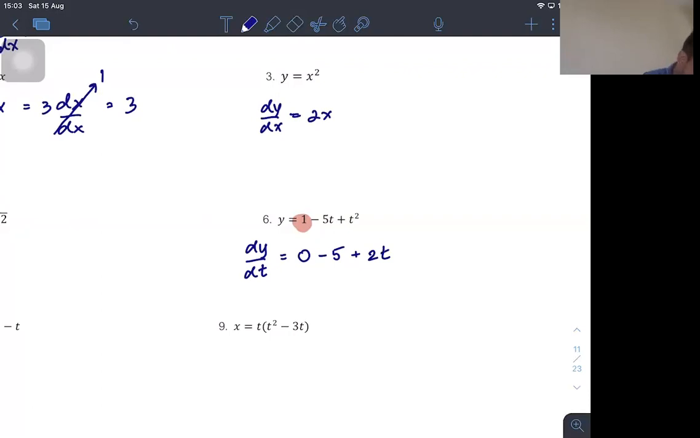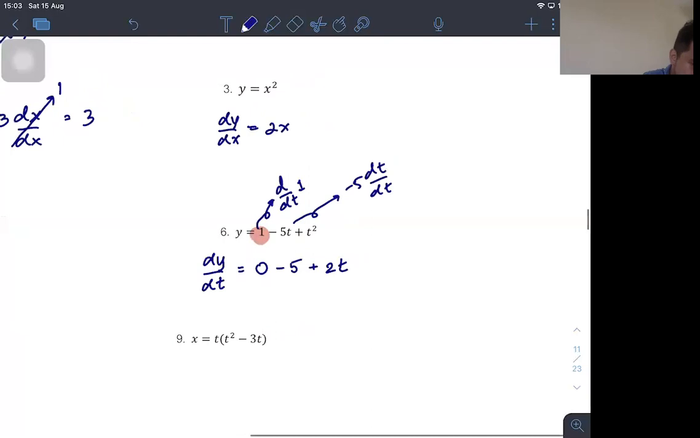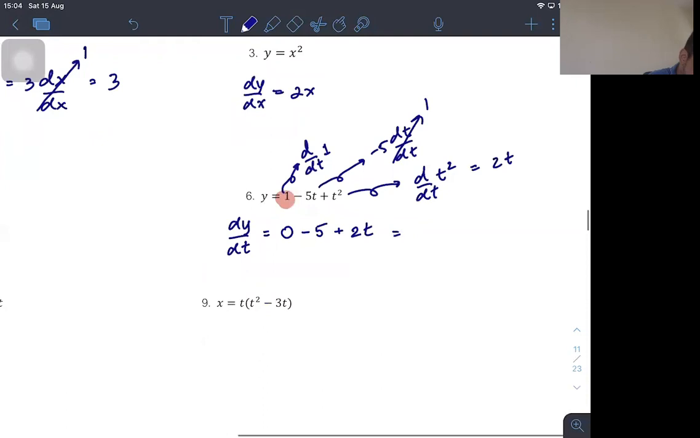Then again, where does it come from? The first term is the diff of a constant, so you get 0. The second term is minus 5 times diff of itself. Diff t by t is 1, so it's minus 5. And the last term is d by dt of t squared, you get 2t. So you add them up together, and your answer will be 2t minus 5.